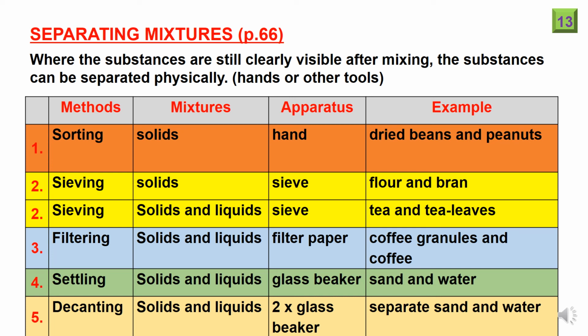Then number 3, the same with the tea and tea leaves. We also use a sieve. The tea will go through and the leaves will remain behind. Coffee, granules and coffee. Coffee will go through and the granules will remain in the filter paper. If you look at the sand and water, the heavier sand will settle to the bottom. And number 6, now that the sand has settled at the bottom, you can separate it by decanting. Separate the water from the sand.